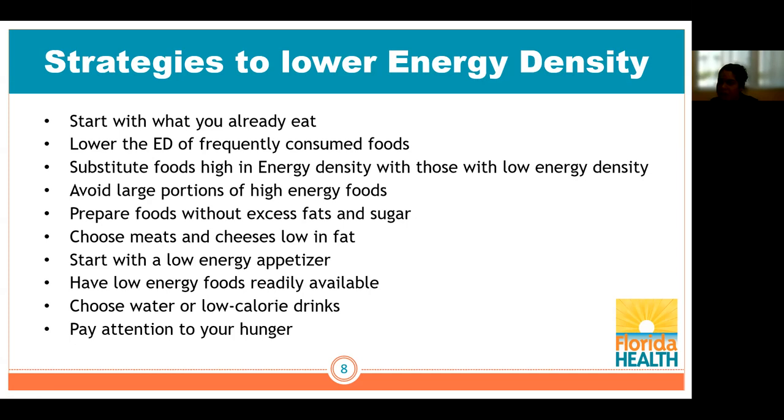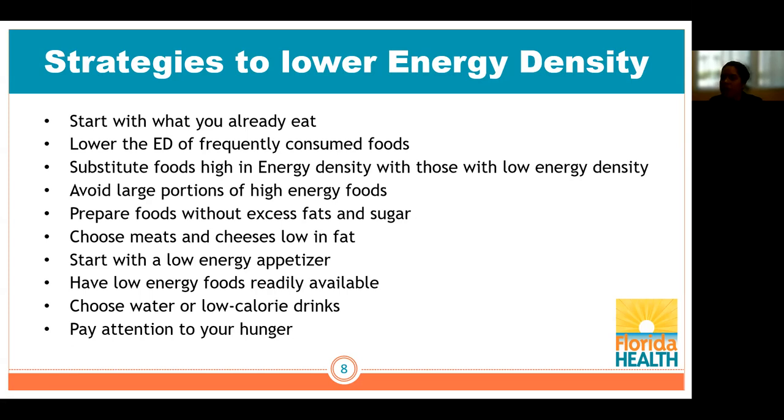We want to be realistic when we're doing this, and it's not always possible to always eat low energy density foods. It's just not realistic, and you don't want to limit yourself or not enjoy the process because you're not able to eat what you want. So what you can do is just limit the amount of high energy foods you eat.